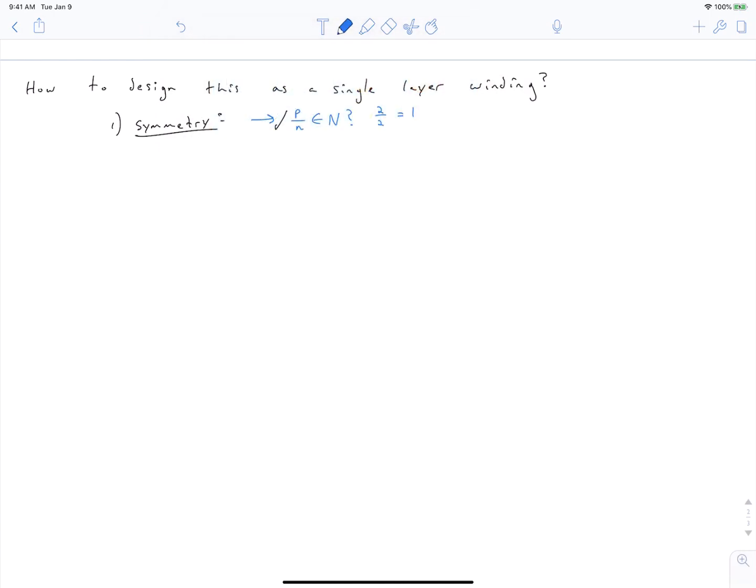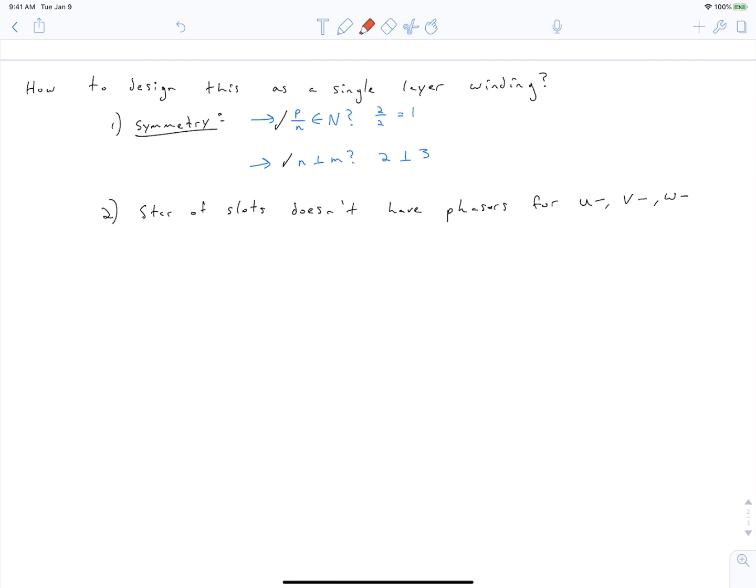So we passed that test. P by N is an integer, equal to 1. And the second check is the same as it was for the double layer winding, that N and M need to be coprime. Clearly N and M have not changed, so 2 is coprime with 3, and we also pass this test. Okay, so our symmetry conditions tell us that it is indeed possible to design this as a single layer winding. And now let's come up with how we are going to do that.